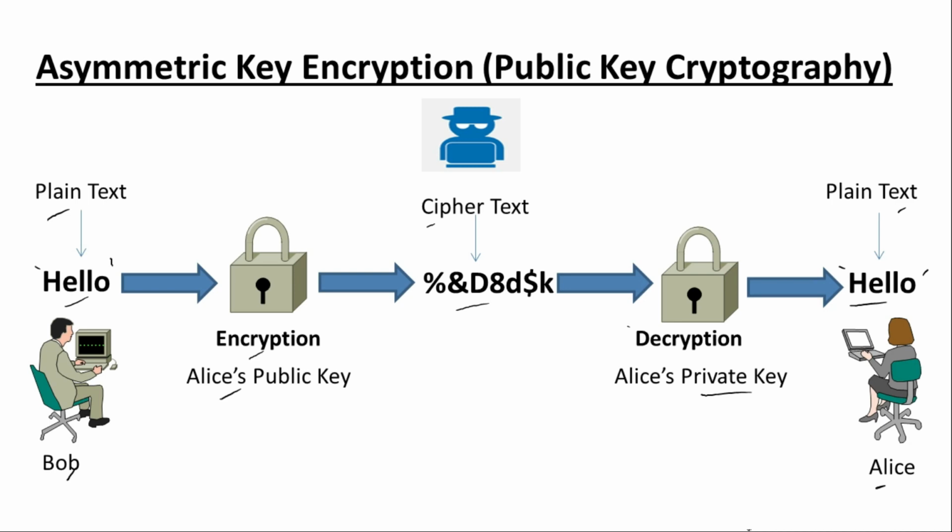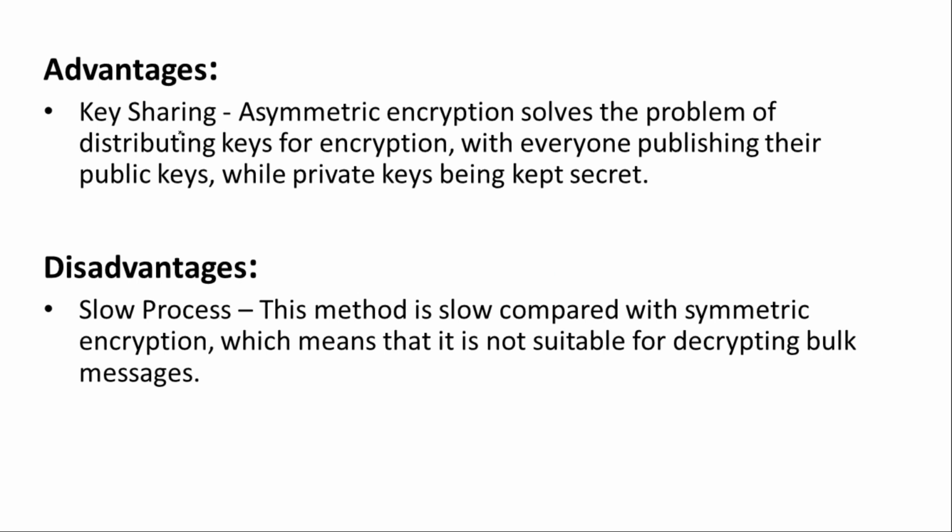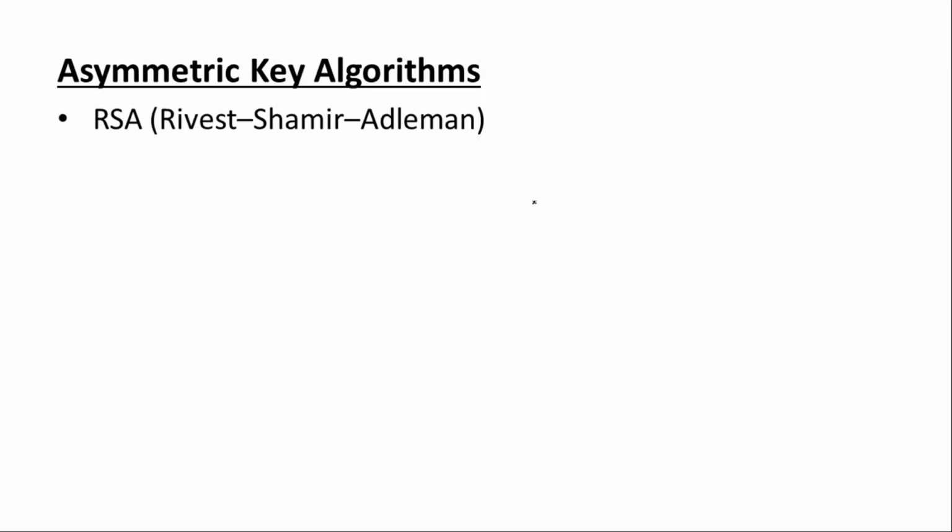Let's look at its advantages and disadvantages. So the major advantage is that sharing the key is solved, unlike symmetric key encryption. Now we have two keys, one public and one private, which we will be keeping secret. We have disadvantages as well. It's a slow process because we are using two keys for encryption and decryption. So it's not suitable for encrypting and decrypting bulk messages. For asymmetric key encryption, we use the RSA algorithm.